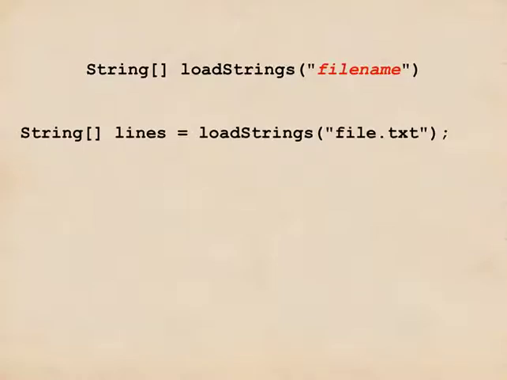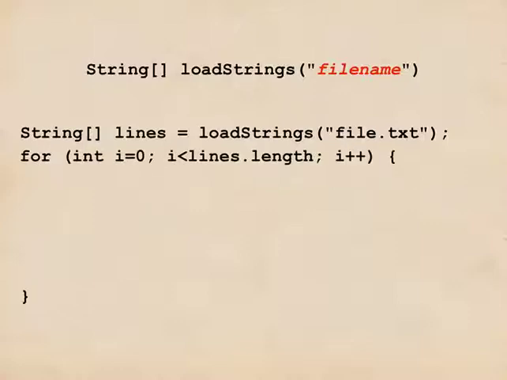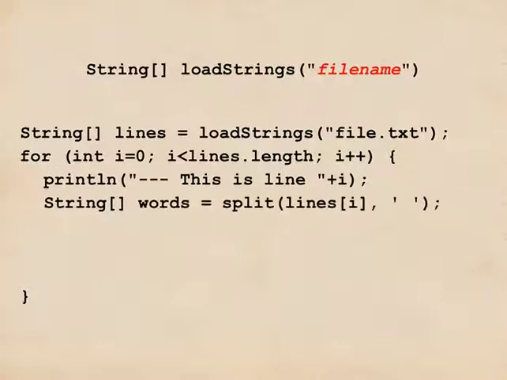Load strings opens file.txt and gives us back an array of strings called lines. So let's go ahead and process them the way we just saw. I'll write a loop that steps through each of the strings in the array lines. And we know we have one string per line. So I'll type out a little message: "This is line," and then we print out the line number, and then I will split the string into words.